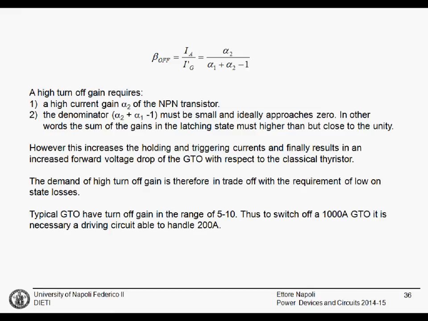Typical GTO devices will have a turn-off gain in the range of 5 to 10, and as a consequence, in order to switch a 1000 amp GTO device, you will need 200 amps, 100 amps of current in the base driving circuit. This means that the main circuit is a huge power electronic circuit, the driving circuit is a medium power circuit, and that probably needs another low power circuit to be controlled. You cannot control it with very low power.